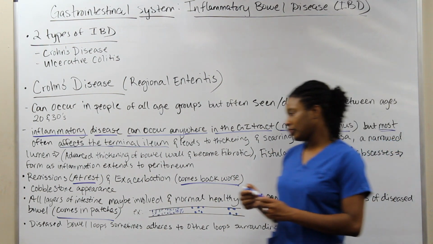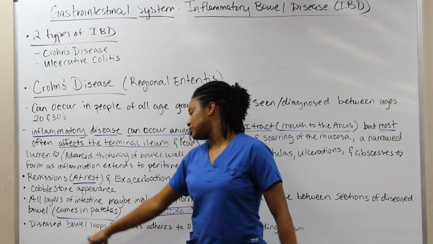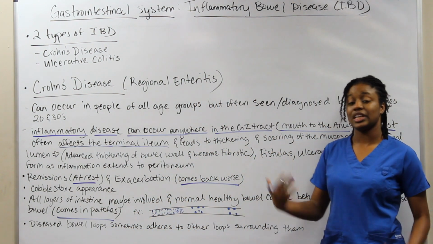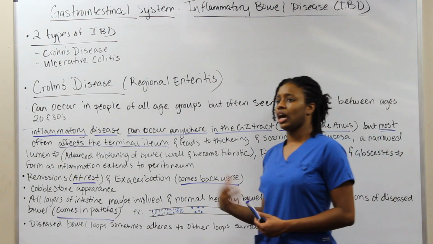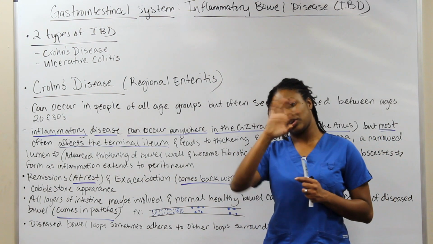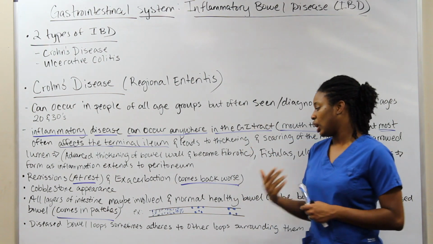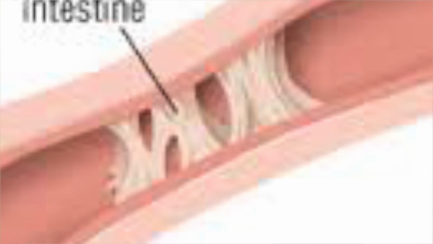So with this, the diseased bowel loops can sometimes adhere to other loops that are surrounding them. Okay, so this would be more like when you have the small intestines, right? Because it wraps around, you'll see them pretty much adhering to each other. So sometimes they can be almost connected in a way.